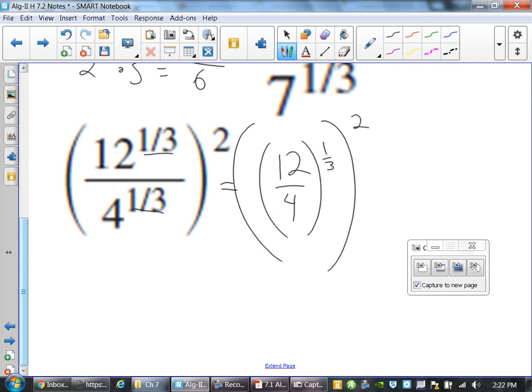Isn't that the same thing? Yes. I undistributed the power of 1/3 to the fraction. Since they both have the exact same exponent, I'm going to take that exponent out. Because now, what's 12 over 4? 3. By doing this, since these guys have the same exponent, I can simplify.